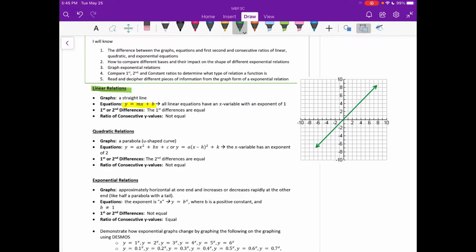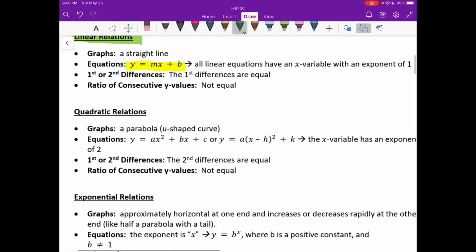In a linear relationship, the first differences are equal. The ratio of consecutive y values, which we'll be talking about, are not equal.